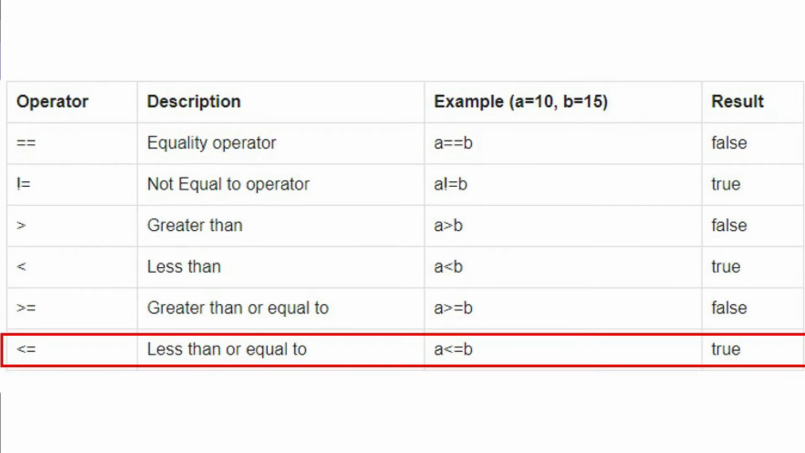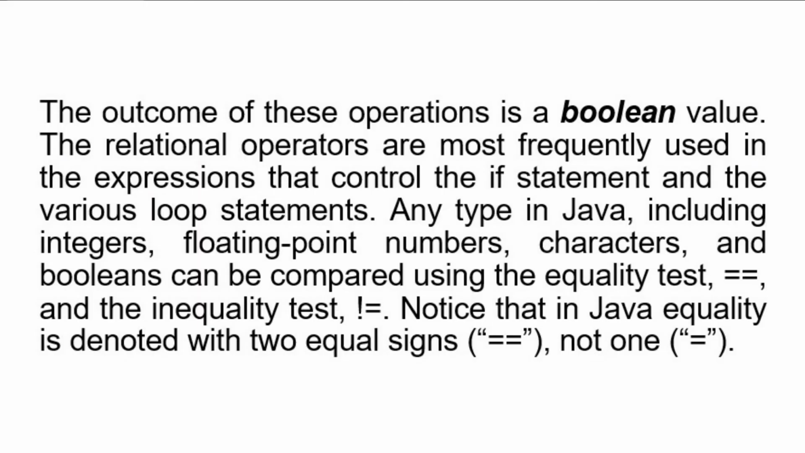And the next is less than or equal to. Is A less than or equal to B? Then the answer is true. Why? Because 10 is less than 15. The outcome of these operators is a Boolean value. Boolean values are true and false. The relational operators are most frequently used in the expressions that control the if statement and the various loop statements.